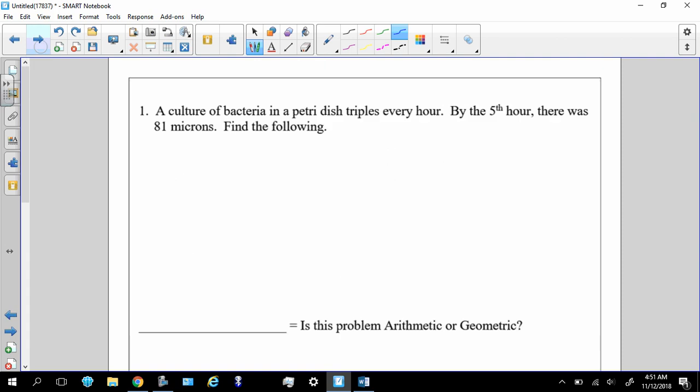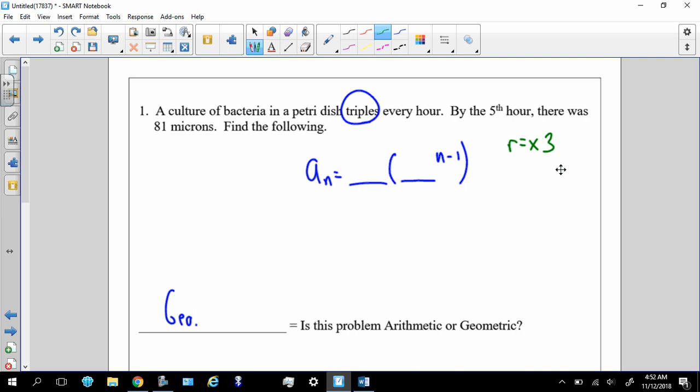But let's get started. The culture of bacteria in a petri dish, here we go, triples every hour. So I already know it's going to be geometric. Now what I'm going to do is I'm going to go ahead and solve for everything and then answer the questions. Since I know it's geometric, it's going to be a of n is equal to something, parentheses something, to the n minus 1 power. Now let's keep reading. It triples every hour. That means it times 3.